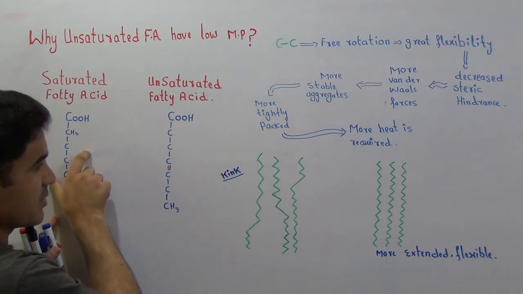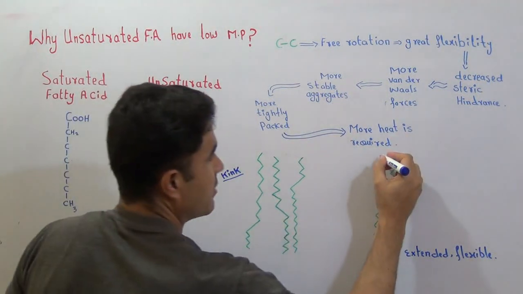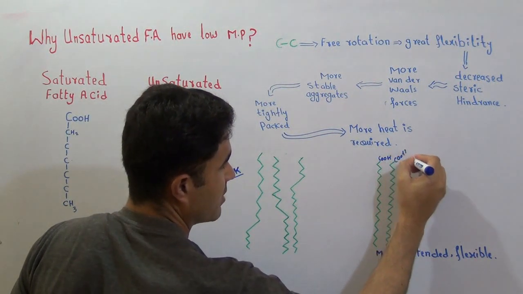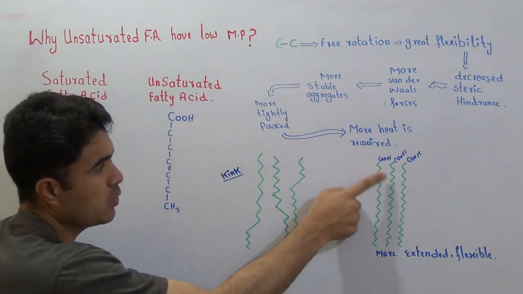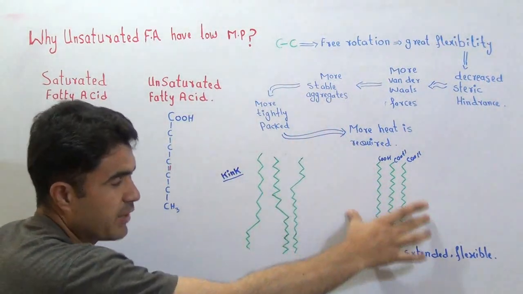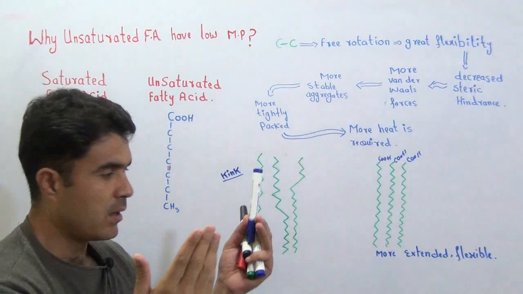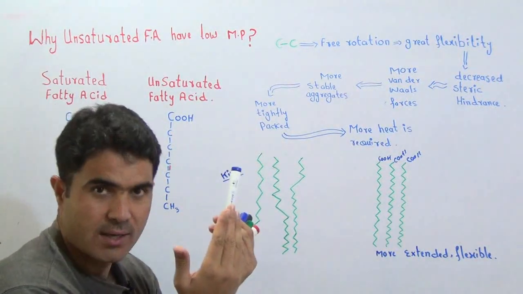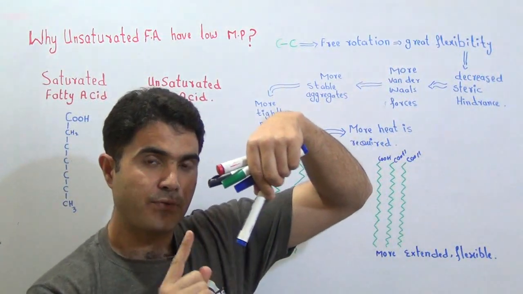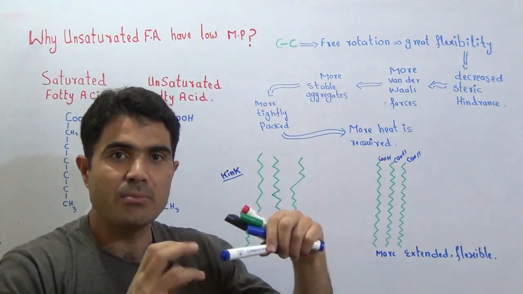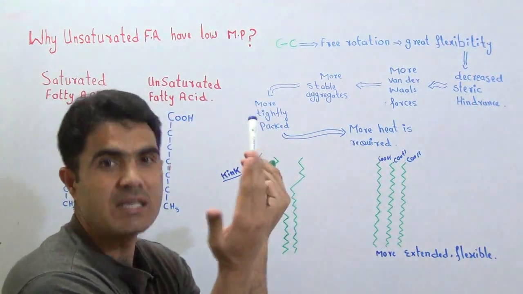If I draw this structure, here is one fatty acid molecule, and now we have more fatty acid molecules. These are fatty acid molecules, and the CH, CH, CH bonds are there. Every corner represents a carbon atom, and between two corners there is a single sigma bond. Look, these three fatty acid molecules can become closer together, and they can make a very stable structure. Why? Because, as I told you in the beginning, because of the free rotation of every carbon, the whole molecule becomes flexible, and these molecules are so flexible that they can come closer to each other very easily.